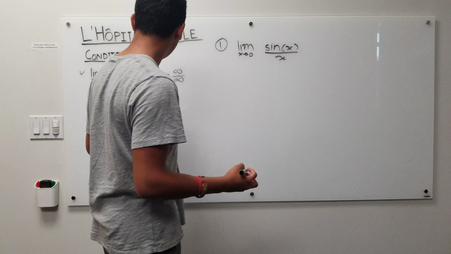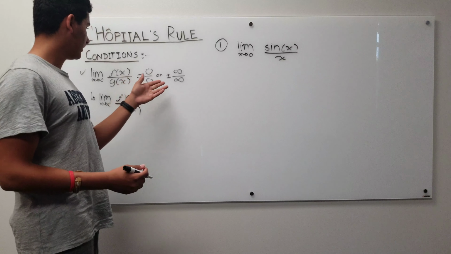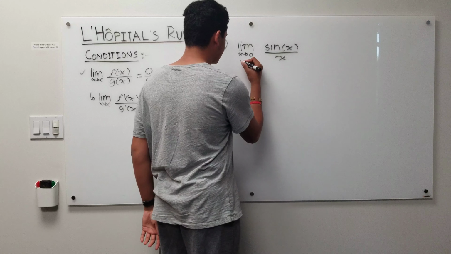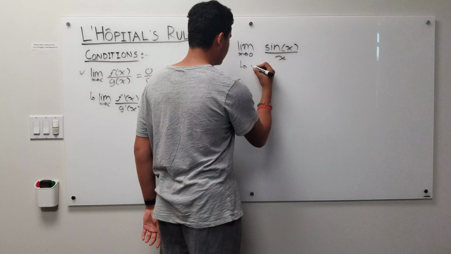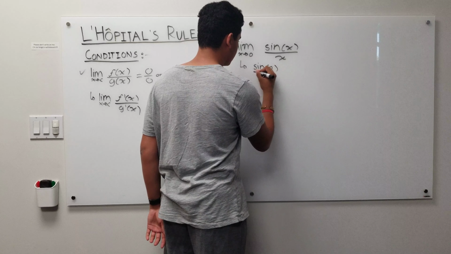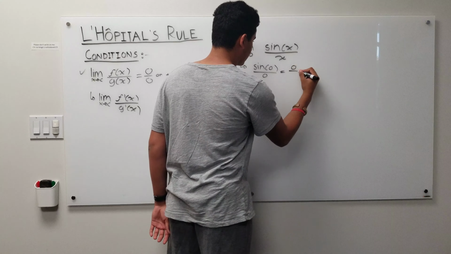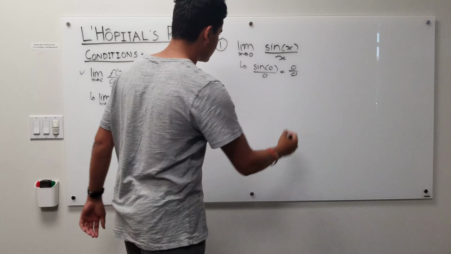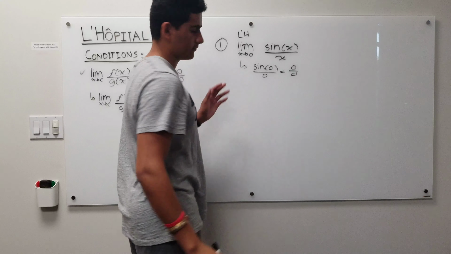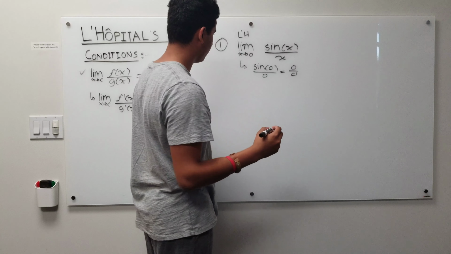So, let's first check that the condition is met, that if you would plug in c, it's going to be 0 by 0 or infinity by infinity. So, if we use direct substitution here, you're going to get sine of 0 by 0. Now, sine of 0 is equal to 0, and you're going to divide that by 0. So the condition is met. You can use L'Hopital's rule, commonly denoted like that. So, we're going to use L'Hopital's rule in this problem.